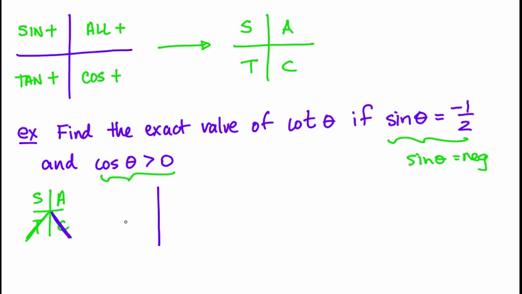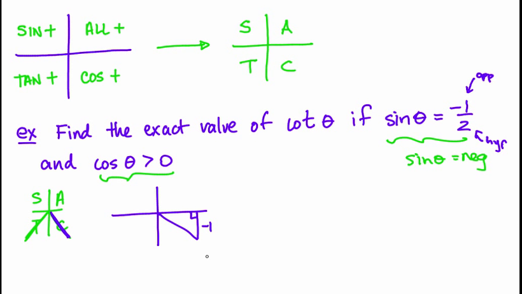So I now know which quadrant I'm dealing with. It's an angle that's in quadrant 4. And in this angle, I know the opposite compared to the hypotenuse. The opposite is -1, and the hypotenuse is 2. And by Pythagoras, I could figure out the missing side. So 2 squared is the same as -1 squared plus x squared. So 4 is 1 plus x squared, and 3 is x squared.